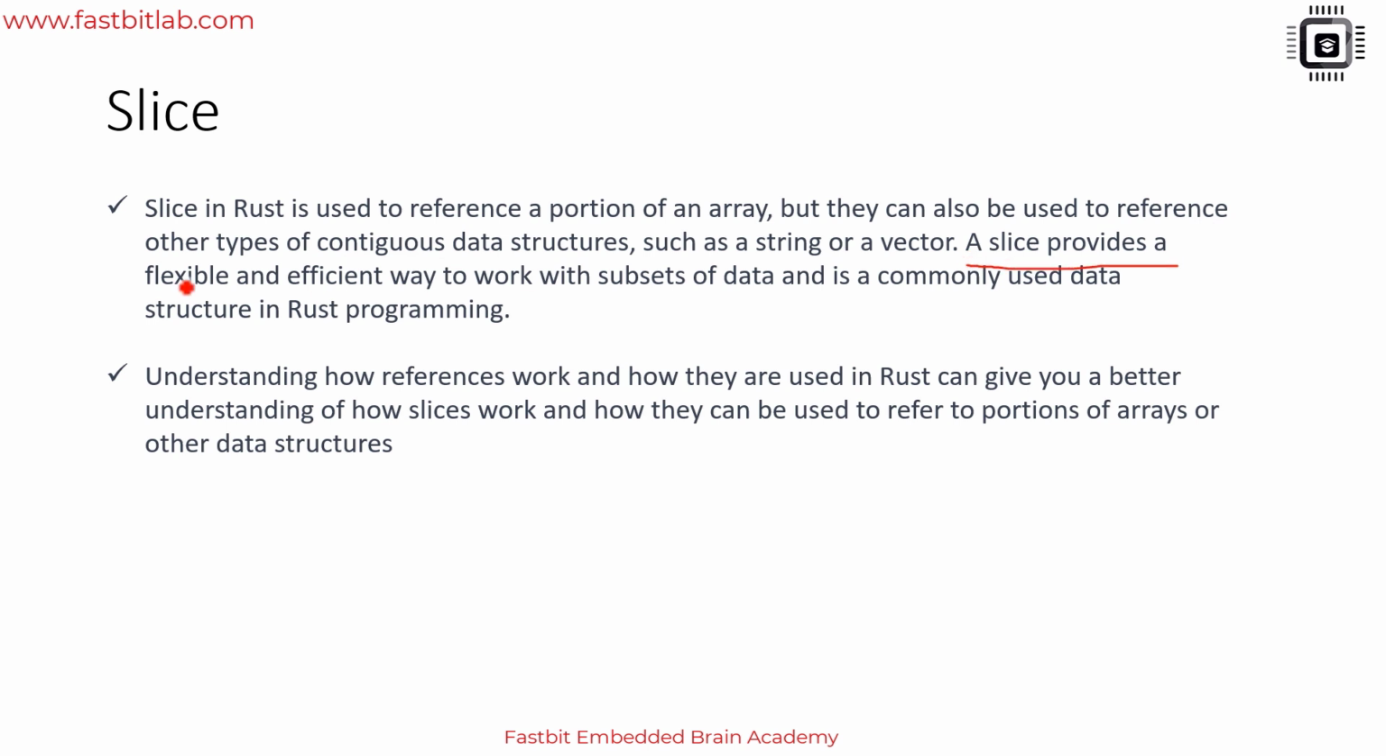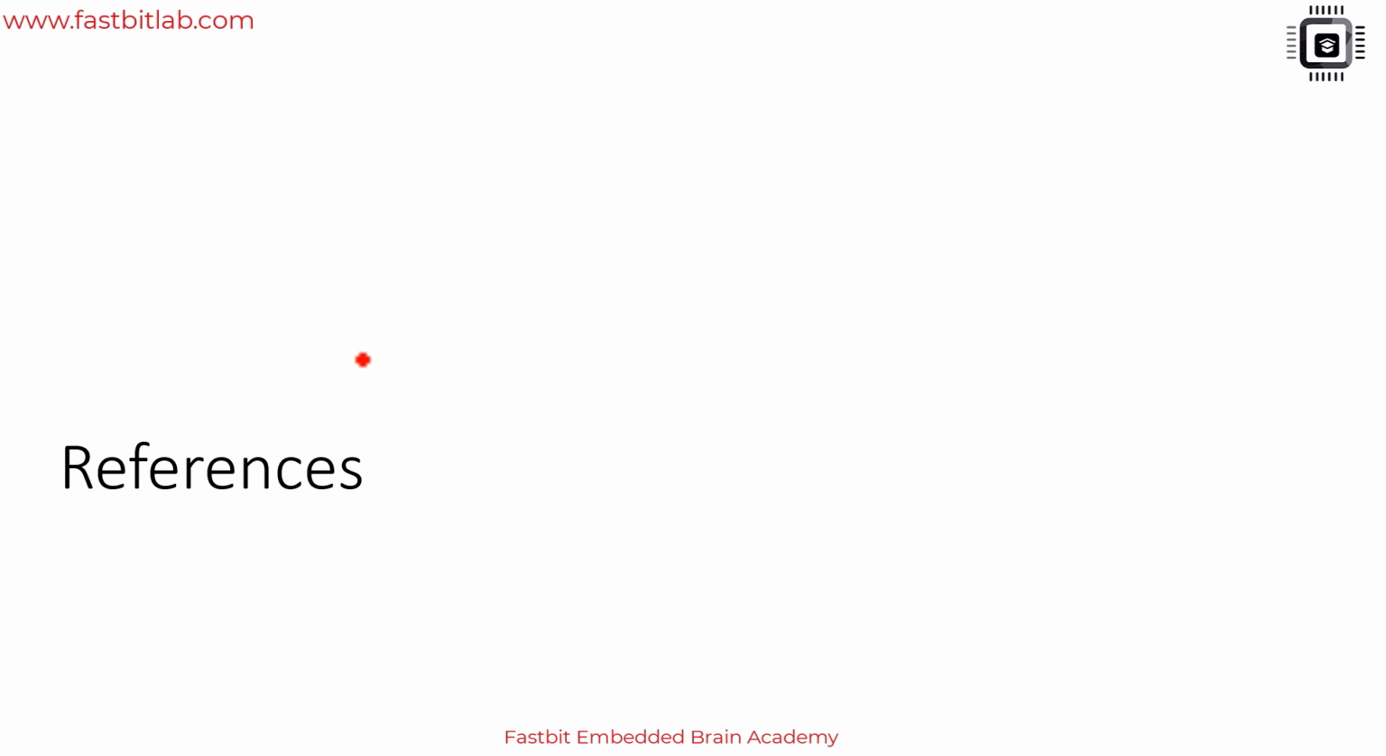A slice provides a flexible and efficient way to work with subsets of data and is a commonly used data structure in Rust programming, so we'll see how. But to understand slices, you have to first understand how references work in Rust. As I said, a slice is nothing but a reference to a portion of a contiguous data structure, such as an array or string. That's why understanding how references work and how they are used in Rust can give you a better understanding of how slices work. And that is why first we'll understand a few things about references.